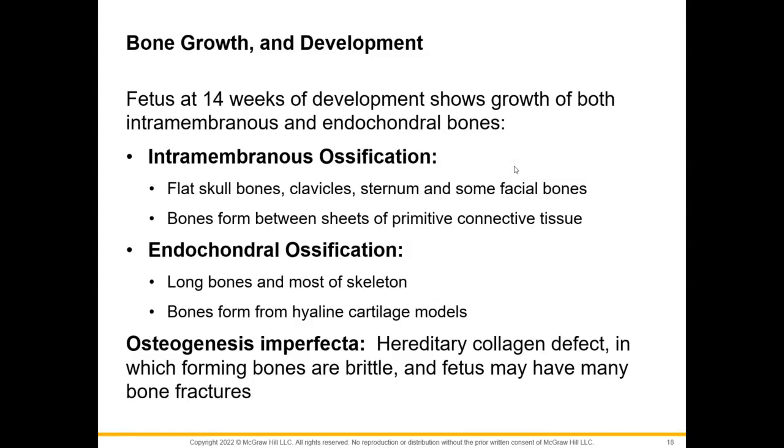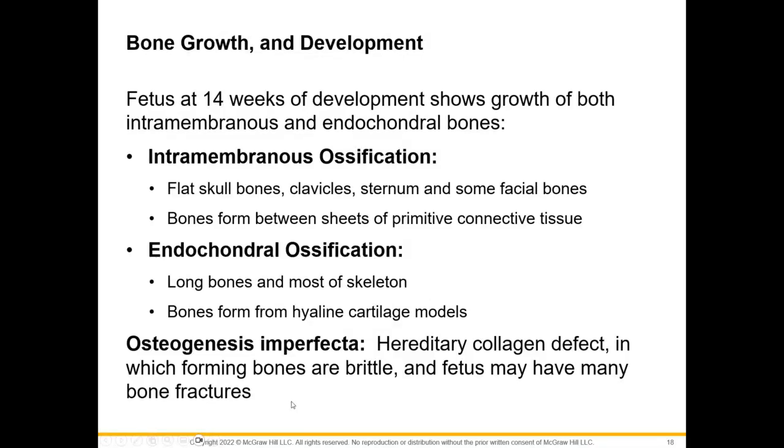Intramembranous ossification occurs with the flat skull bones, the clavicles, the sternum, and some of the facial bones. Bones will form between sheets of primitive connective tissue, so it starts with that primitive connective tissue. Endochondral ossification forms long bones in most of your skeleton. At the beginning of this, you start with hyaline cartilage. So you basically have a hyaline cartilage skeleton, and then it ossifies.